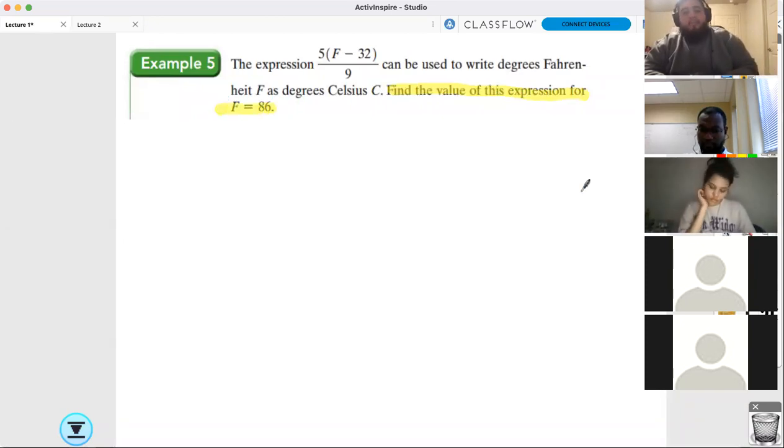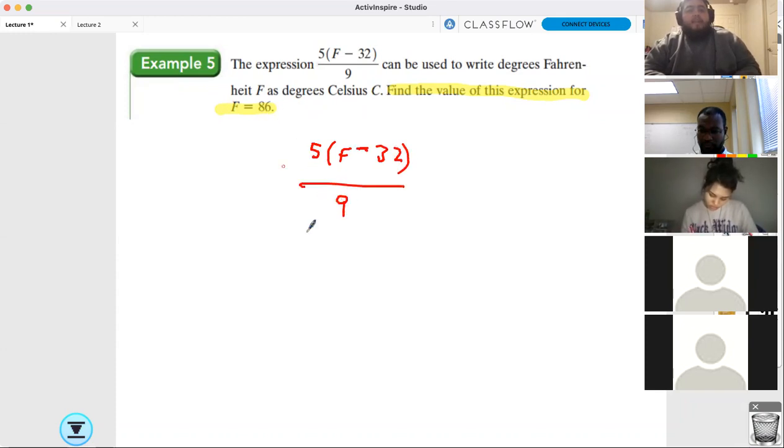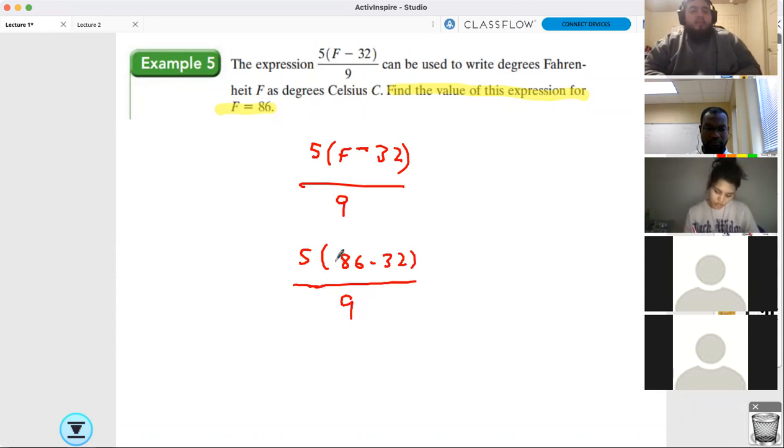Like we do, we're going to rewrite the problem again: 5 parentheses F minus 32 over 9. F is 86 now, so we're going to do 5 parentheses 86 minus 32 over 9. Class, if you're using this, you're going to use PEMDAS first, parentheses first, right? 86 minus 32 is 54. So then we get 5 times 54 over 9.